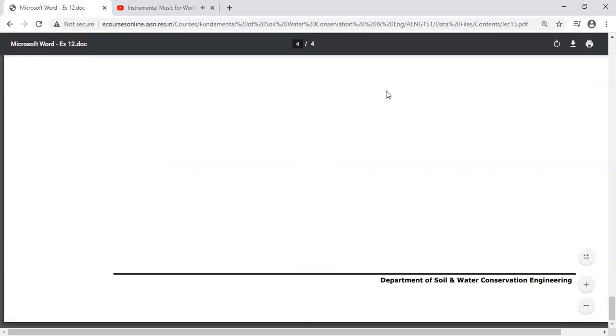These are the points that should be considered at the time of farm pond designing.